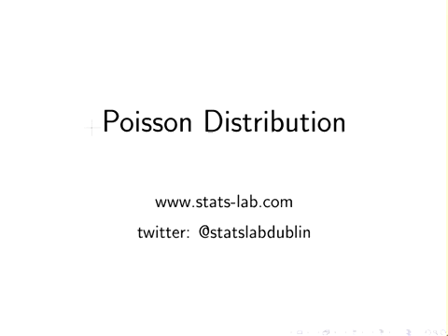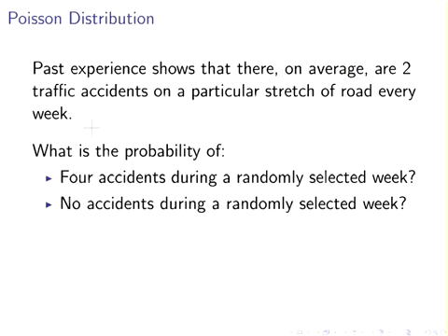In this presentation, we're going to look at the Poisson distribution, and we're going to look at an example. Past experience shows that on average there are 2 traffic accidents on a particular stretch of road every week. What is the probability of 4 accidents during a randomly selected week and 0 accidents on a randomly selected week?